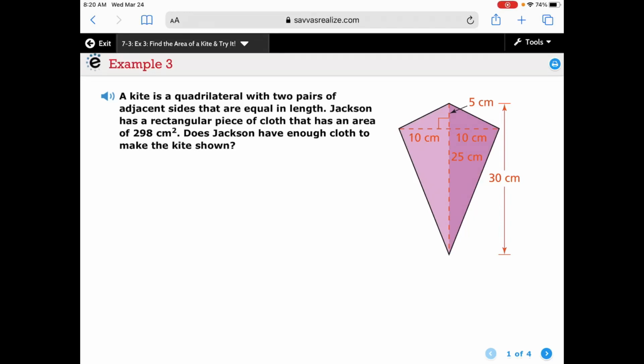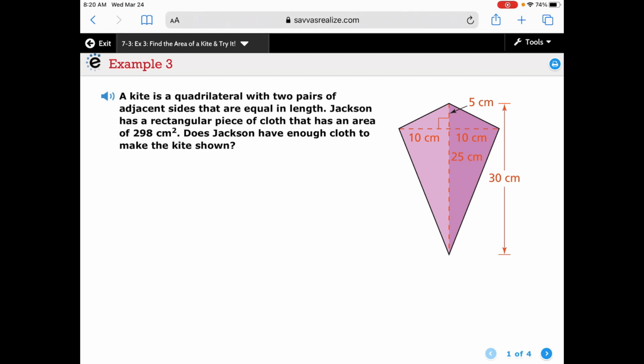All right, let's turn to page 415. You see this picture of the kite here. A kite is a quadrilateral with two pairs of adjacent sides that are equal in length. So if you look here, the tops that touch the smaller portion, they're adjacent and they're equal, and this larger part at the bottom is also adjacent.